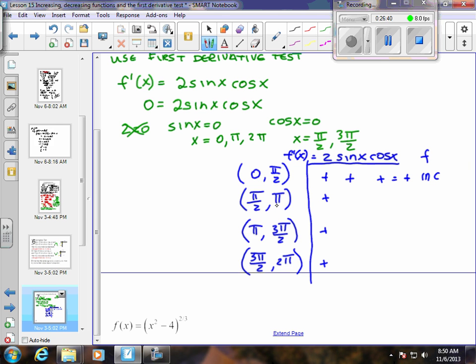Now, from pi over 2 to pi, quadrant 2. So you can think of it that way, or you can actually pick a number, like 3 pi over 4 or whatever. Sine of something in quadrant 2 is positive, how about cosine? So in that interval, the derivative is negative, which means the function decreases. Next interval, what do I have? Okay, so the derivative is positive, which means the function increases. And the last interval.